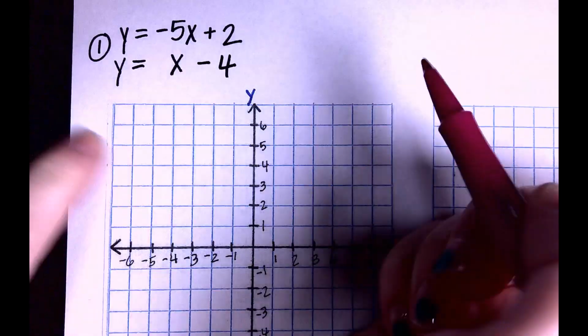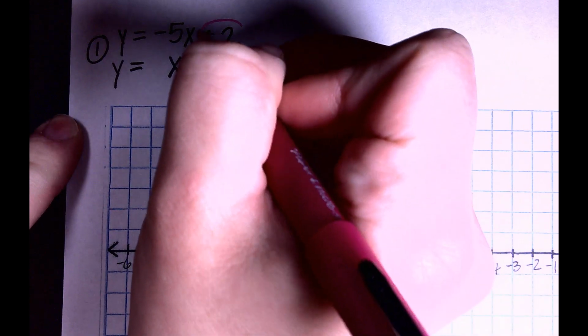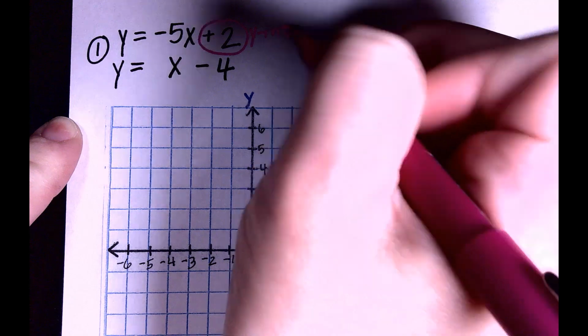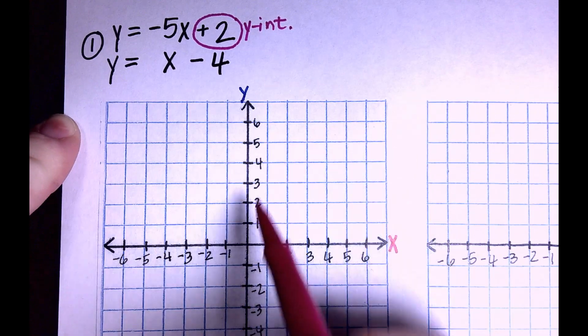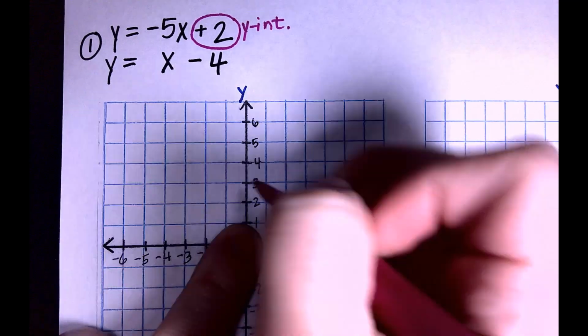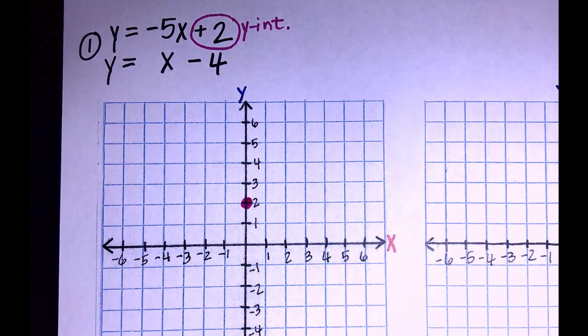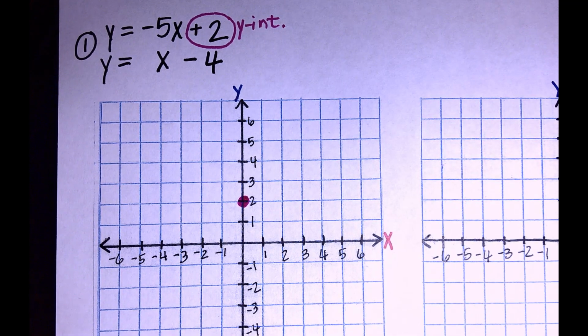On my y-intercept. What is my y-intercept? 2. That number at the end is our y-intercept. And the y-intercept is on the y-axis. So we'll start right here at 2 on the y-axis. Okay, so where do I go from there?